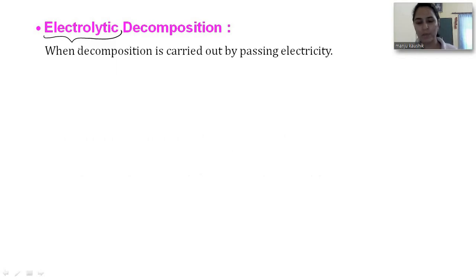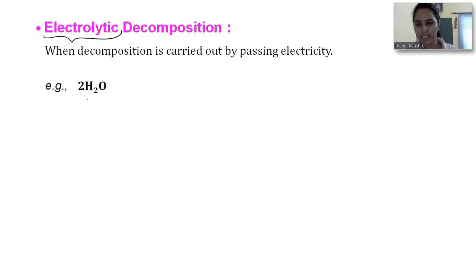So students, now we will do the second type of decomposition, that is electrolytic decomposition. As you can understand from the word electrolytic, it is related to electricity. Exactly, this decomposition is done by passing electricity. When we pass electricity through a compound, a reactant, the bonds of the reactant break down and they form the products. See an example.